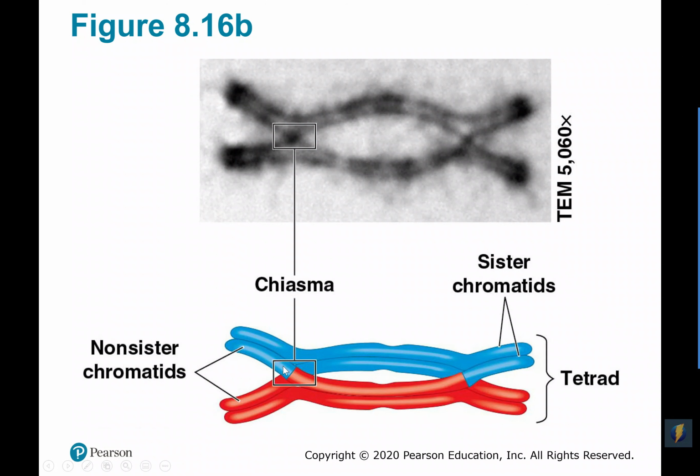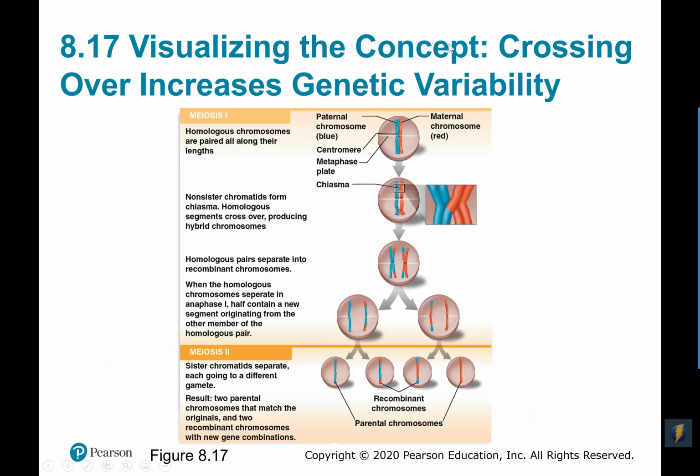You can get a little bit of the blue gene to the red. If we're looking at this just in color, right? A little bit of the blue comes over to the red, a little red goes over to the blue. That little crossover point is called a chiasma. Chiasma just means to cross over. And that results in just this huge amount of variation.